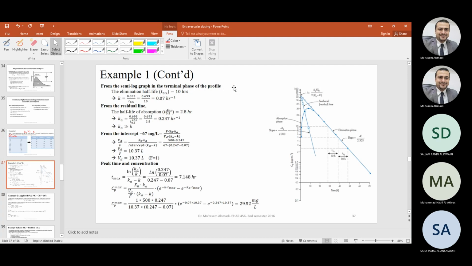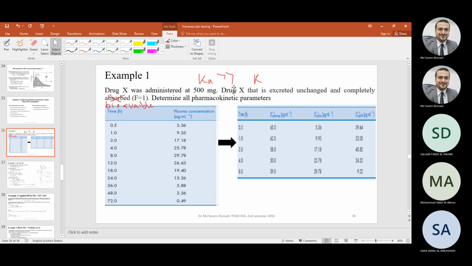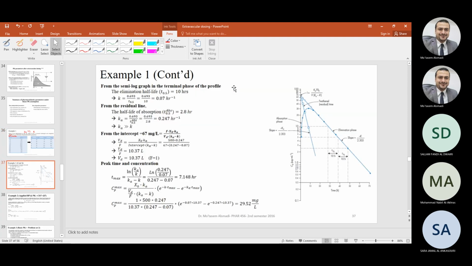If we have flip-flop kinetics, on the other hand, it will be the other way around. Flip-flop kinetics means that the Ka is much lower than the K. So the slower process is what? The Ka. So the terminal slope will be relevant to the slower process, which will be in this case the Ka. The terminal slope, or let's say the post-distribution phase, will be relevant to the Ka, and the residual line slope will be relevant to the K, right?